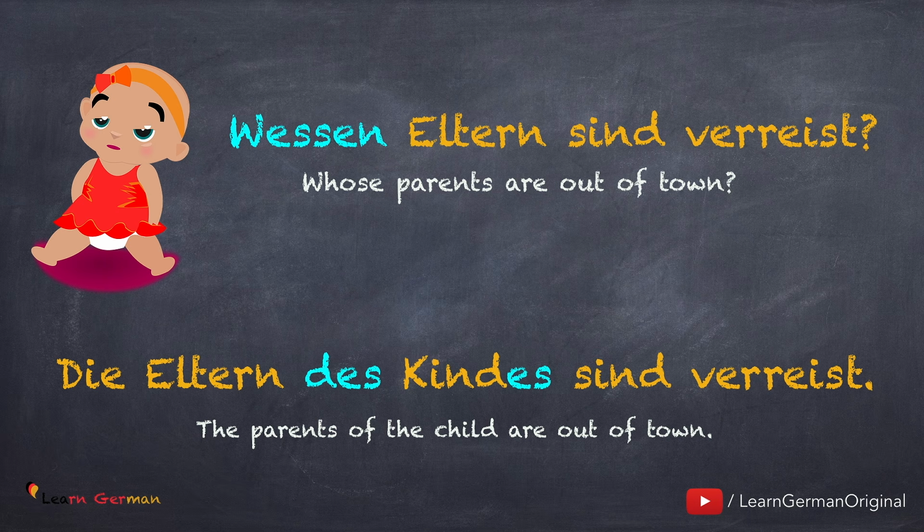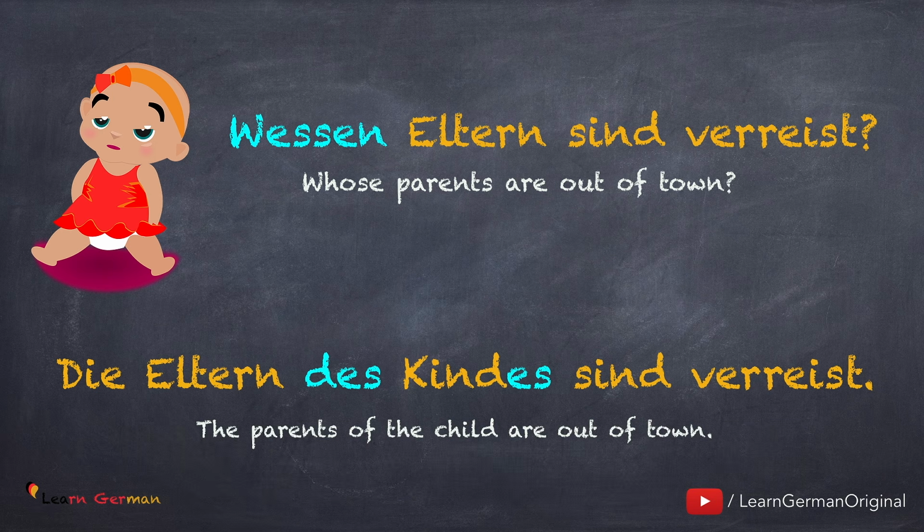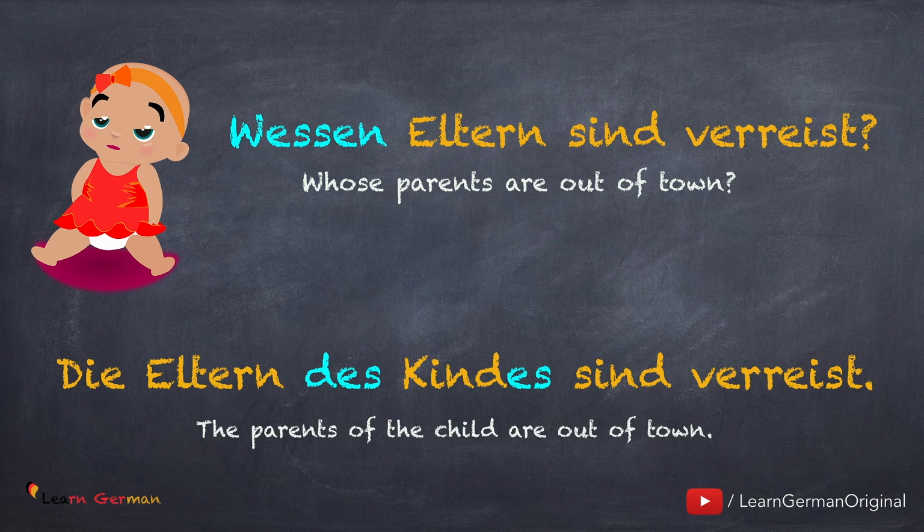In German, one doesn't use an apostrophe s to show belonging or possession. You would use the genitive case, but there is an exception. When there are names, then you use just an s at the end. For example, Christians Auto or Tanya's house. But if the name ends with an s or an x or a z, then you would use just an apostrophe. For example, Hans' Auto.